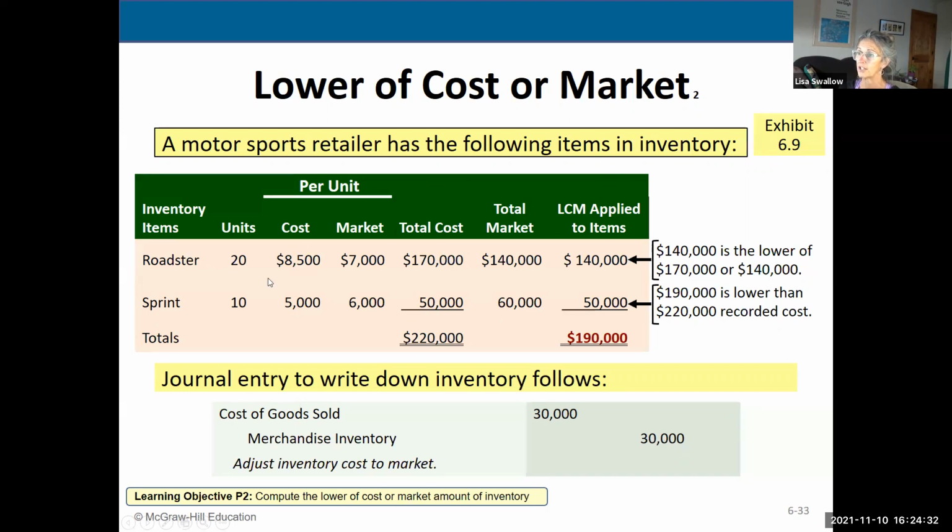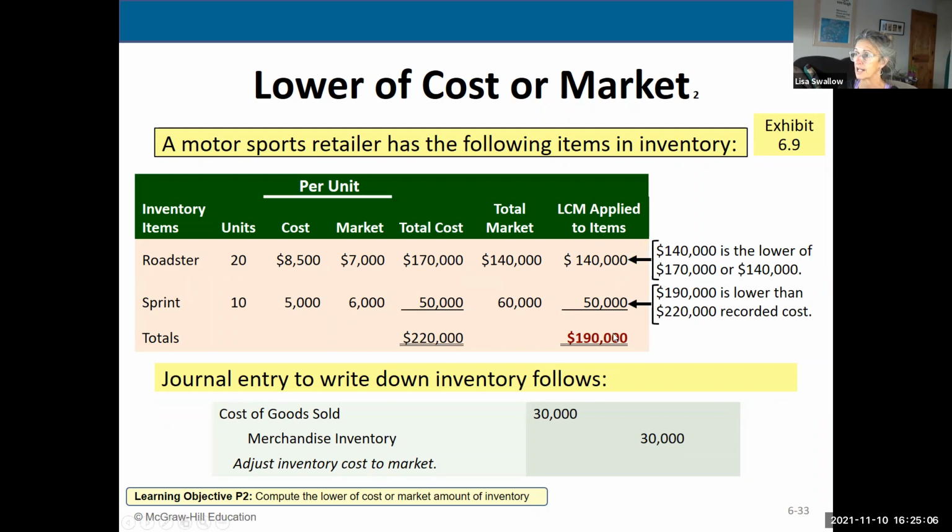My total cost you can get obviously by the 20 times 8,500. So I paid 170 for them, but the market value right now is 20 times 7 or 140, right? So you compare these two numbers, and your lower number is obviously 140. So then you do the same with the sprint. They cost you 50, but they've actually had some inflationary pressure. You would have to go pay 60 to get those right now. So the lower of these two numbers is 50.